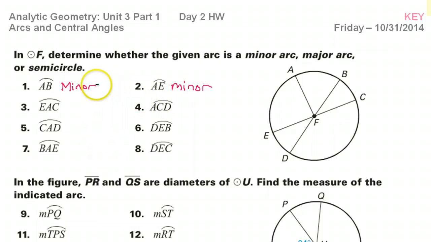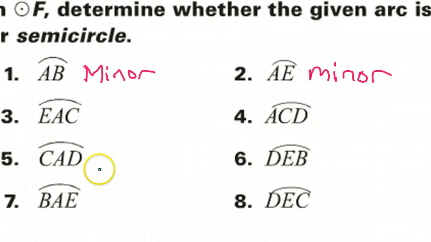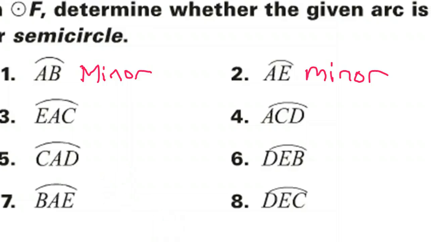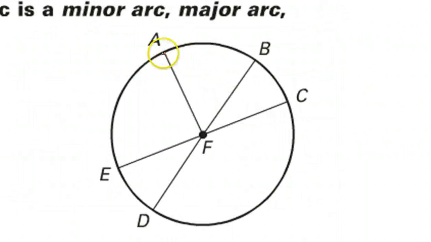Okay, so by definition, if it's only 2 letters, it means the short way around. Now, having said that, that doesn't mean that none of the rest of these are minor arcs. Just because you use 3 letters doesn't mean that it's automatically going to be a major arc or a semicircle. So let's look at arc AB, for example. Because they said AB with 2 letters, it automatically means from A to B the short way. So that is a minor arc.